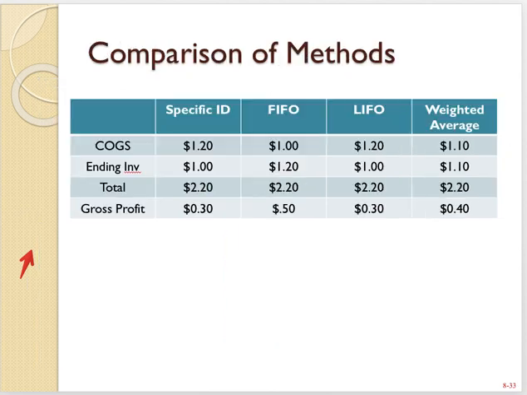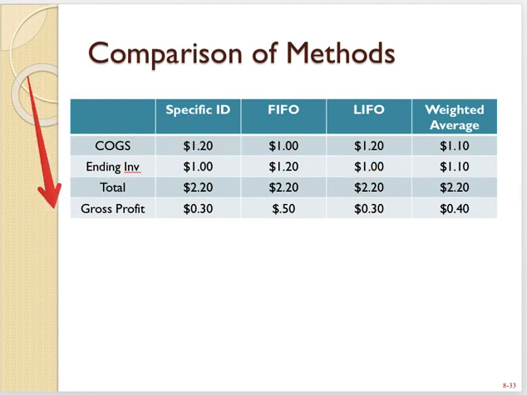So let's go ahead and compare those methods right now. We see that under weighted average, our cost of goods sold is $1.10. And our ending inventory is $1.10, right? They're the same. And again, the total of both of them is $2.20, which again is the same under every single method because that is your cost of goods available for sale, right? Your cost of goods sold and your ending inventory must equal your cost of goods available for sale. But now under this scenario, we have weighted average gross profit now of 40 cents. So that's different than any of the other methods.